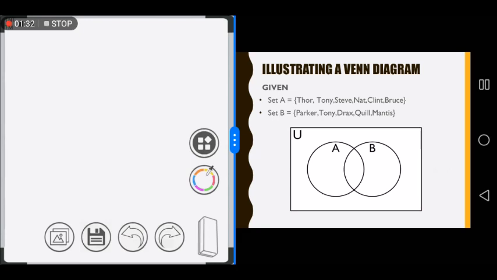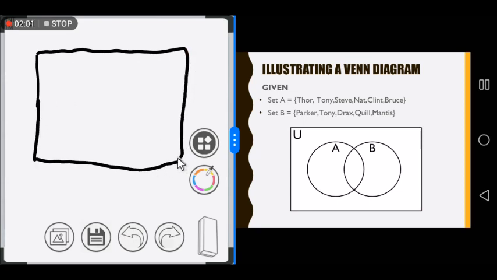So let's say we illustrate the Venn diagram using the given sets. Okay, so for set A, we have Thor, Tony, Steve, Nat, Clint, and Bruce. And set B has Parker, Tony, Drax, Quill, and Mantis. So in our Venn diagram, drawing muna tayo ng rectangle, okay, for our universal set. We need two intersecting circles. Why? Because we have the same element, which is Tony.